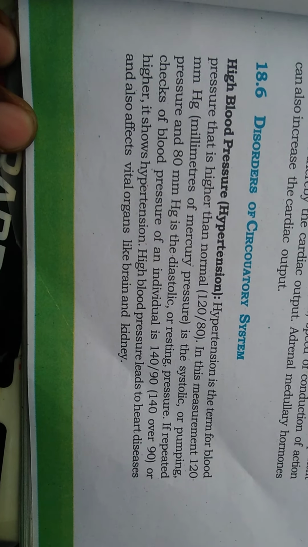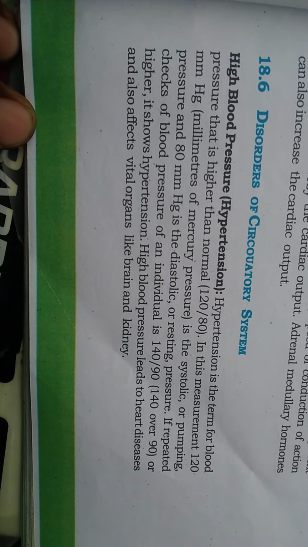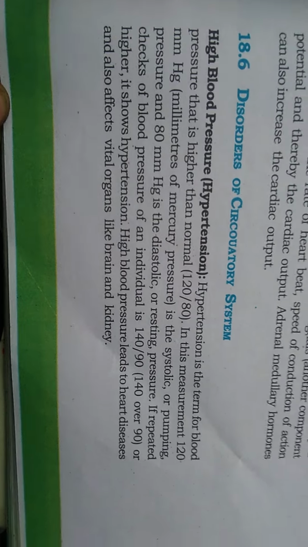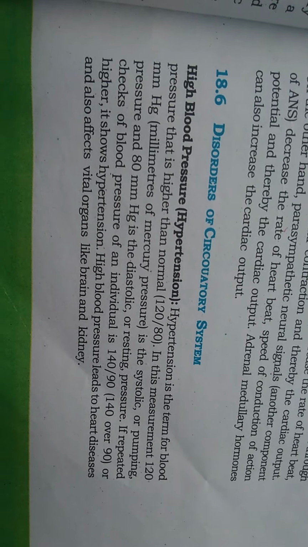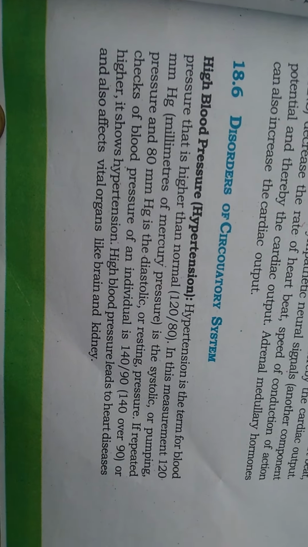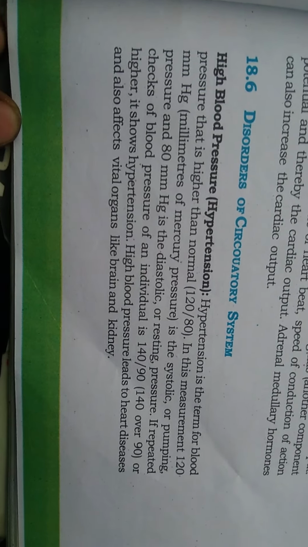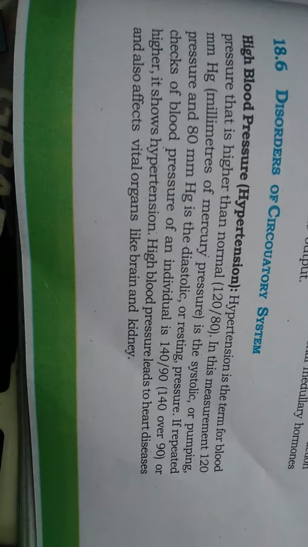If on repeated checking of blood pressure an individual is 140/90 or higher, it is hypertension, or high blood pressure, leading to heart disease and also affecting vital organs like the brain and kidney.